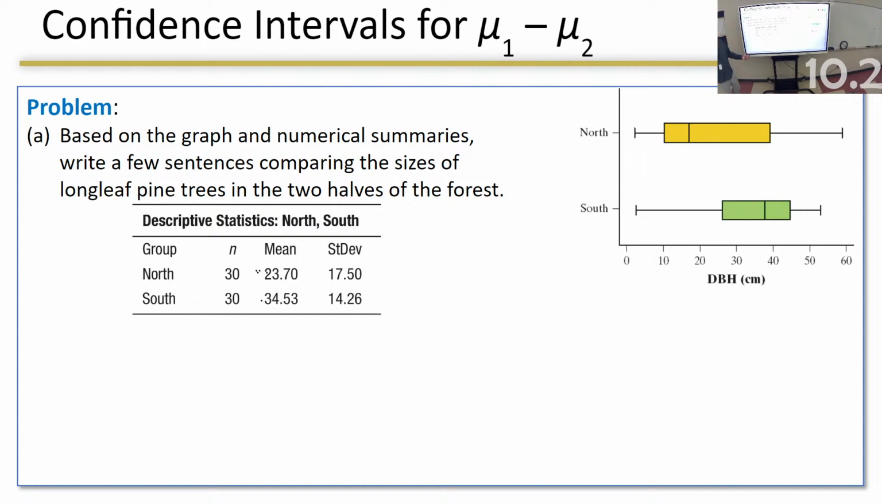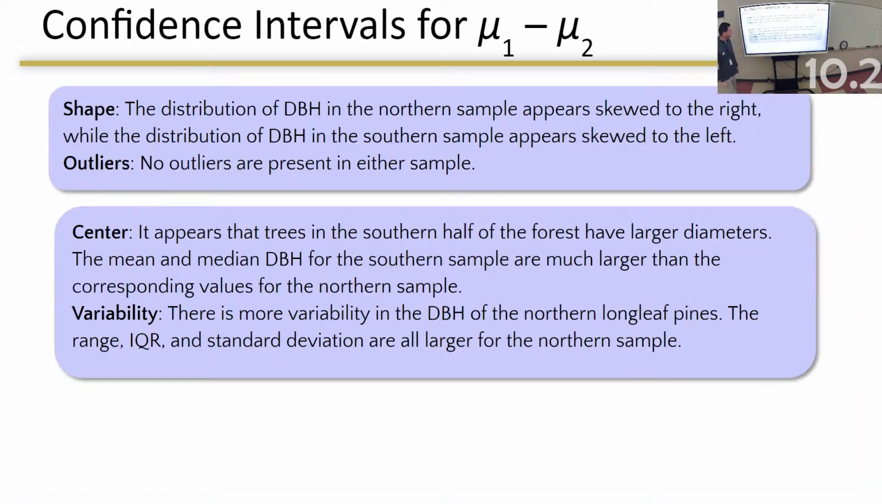Then make sure we're in context. So let's see what we put. Shape: the distribution of DBH in the northern sample appears skewed to the right, while the distribution of DBH in the southern sample is skewed to the left. They didn't say anything about outliers. If there's nothing there, you don't really have to say it.